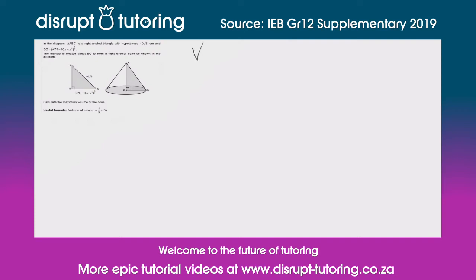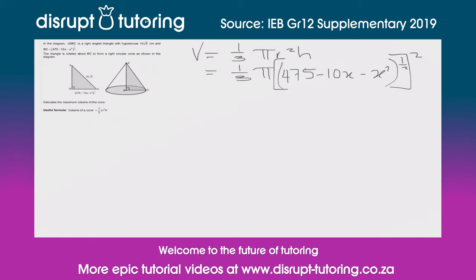So I'm going to start off with the volume, and that's going to be 1 over 3 pi r squared height. Right, so let's see what we can plug in. What would the r squared be? It would be this BC over there. We've got the circle at the bottom, and we've got BC over there. That's our radius. So that would simply be 475 minus 10x minus x squared, and that is to the half, and we know that whole thing is squared.